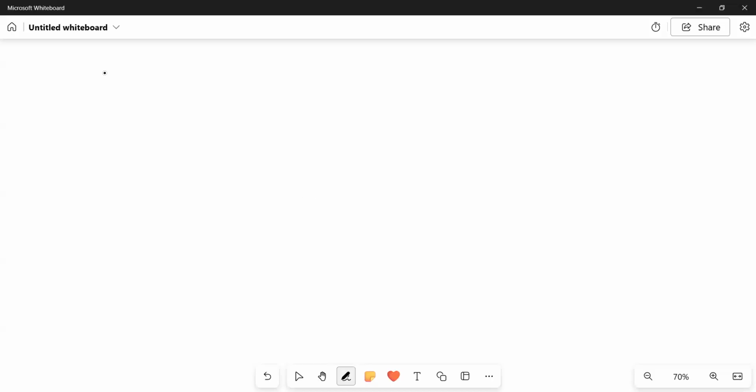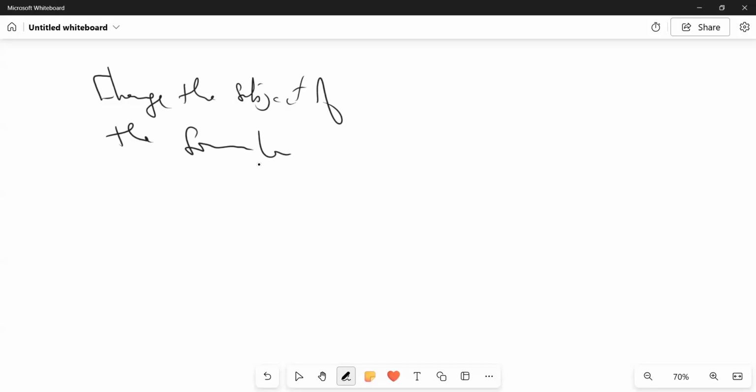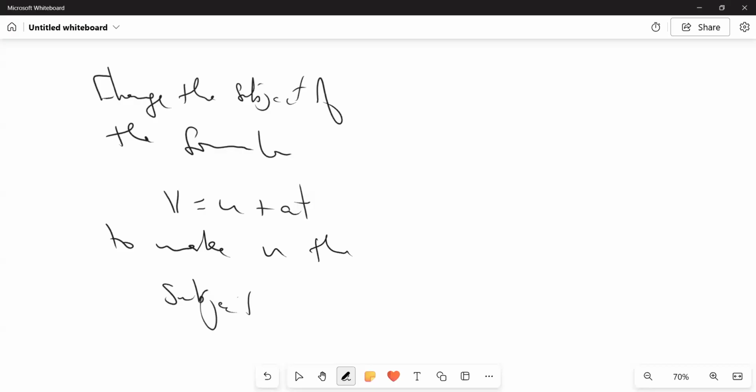So let's do some examples. In physics, there's a nice formula. Change the subject of the formula V equals U plus AT to make U the subject. So you want to make U the subject.